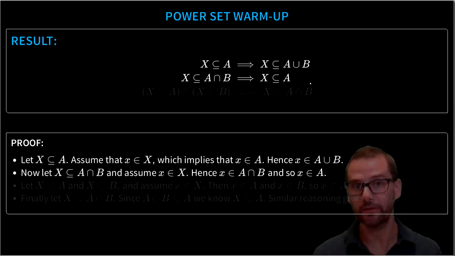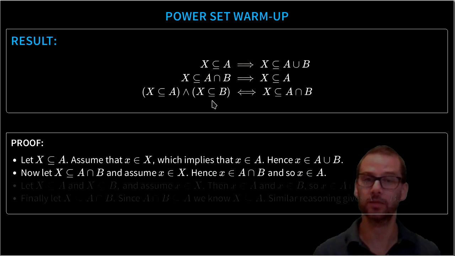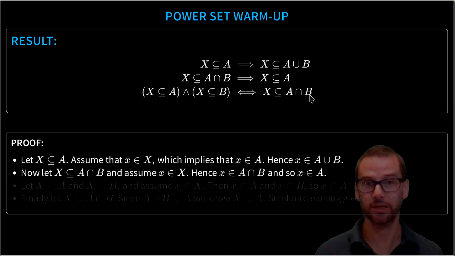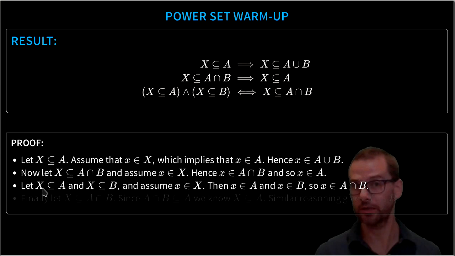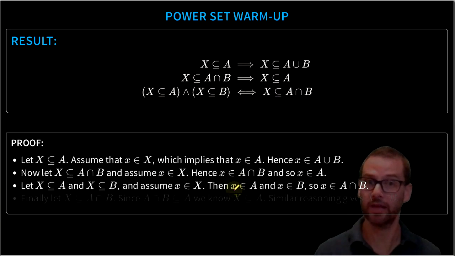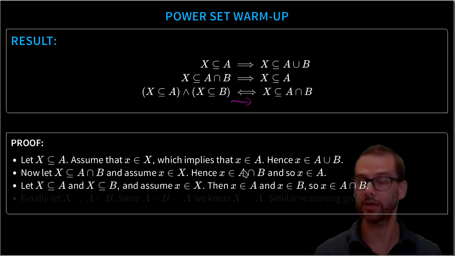Then finally, we have an if and only if here. If X is a subset of A and a subset of B, then X is a subset of A intersection B, and vice versa. Okay, so we can prove each implication in turn. So here's the first implication. Let's assume X is a subset of A and X is a subset of B, and then pull out an element of X. Well, because X is a subset of A and B, then we know that element of X is also in A, and it's also in B, so it's in the intersection. So that gives us that implication.